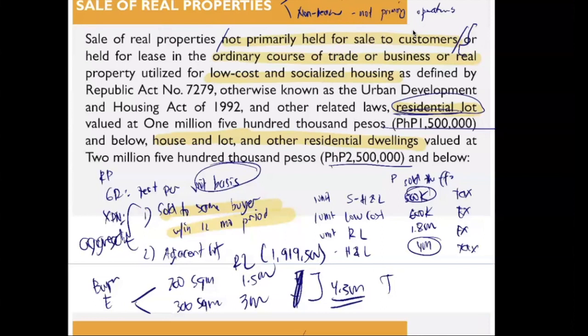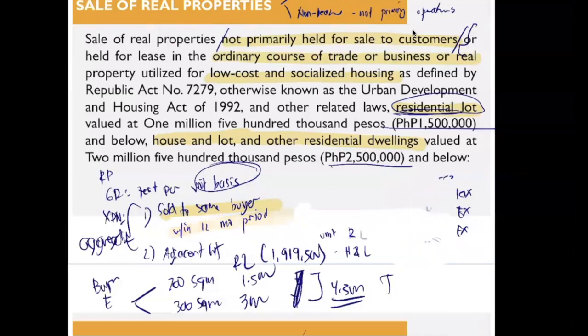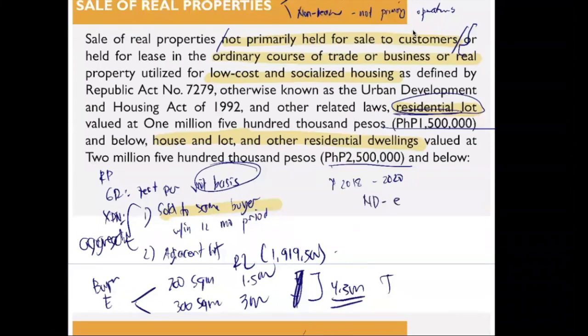Okay. So the rules we just discussed, the limits, etc., is applicable from years 2018 until 2020. Ano yung rule natin? Pagka non-dealer, exempt. Pag dealer, exempt if. Okay, that is the rule under 2018 to 2020. Let's proceed now to the rule this year 2021.